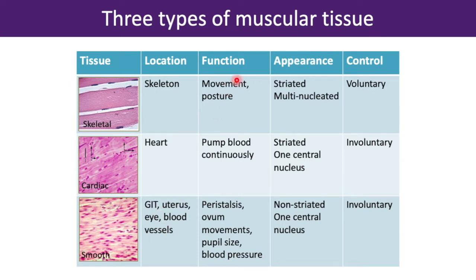In terms of function, skeletal muscle is responsible for body movement as well as posture. Cardiac muscle is responsible for keeping the heart pumping and blood circulating around the body, whereas smooth muscle performs various functions such as peristalsis, ovum movements, controlling pupil size, and controlling blood pressure in the blood vessels.